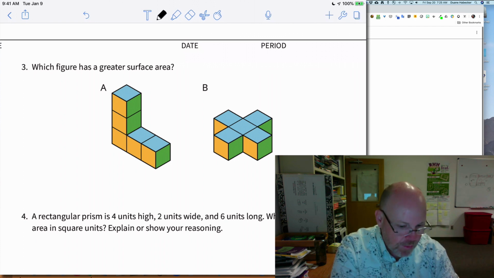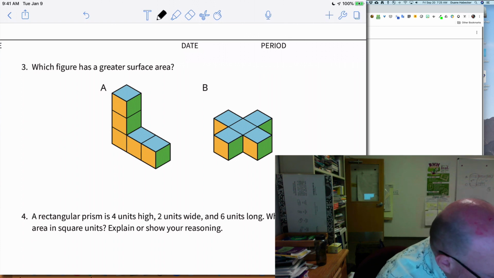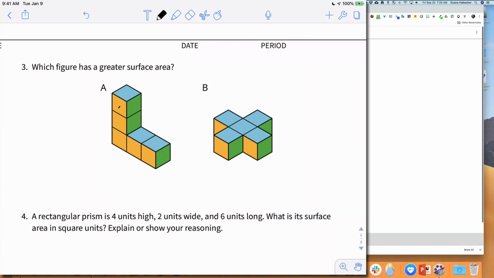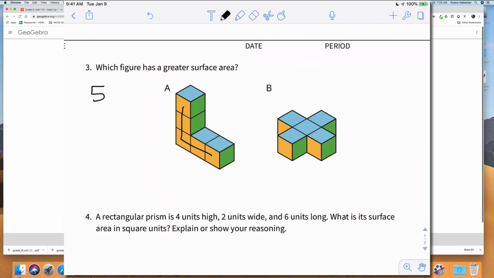So there's nothing wrong with that. So we're going to go back here. But which one has a greater surface area? So if we're going to count the yellows for the red, for figure A, there's 5 yellows, but we can see that there's a backside that is going to also have 5 yellows. So there's our answer there.